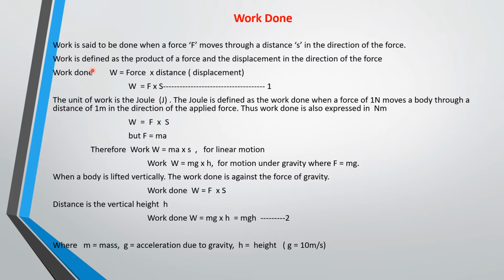So work done is given by force times distance, and the distance is the displacement in the direction of the force. So in symbols, W is equal to force times distance, F times S. And the unit of work is the joule.